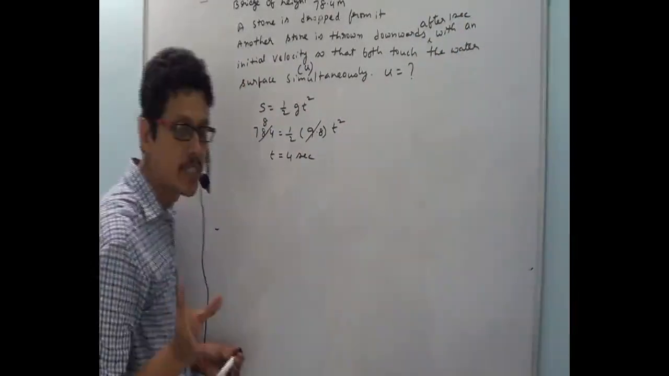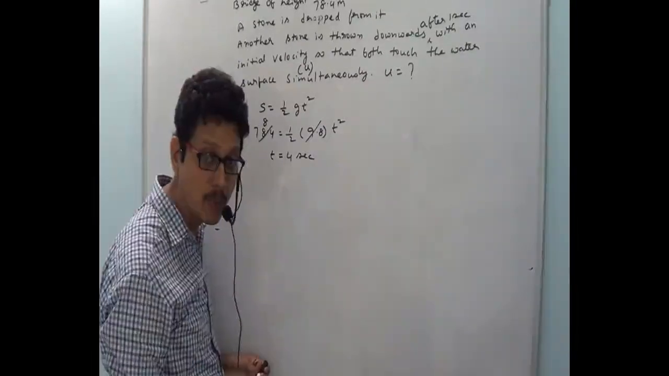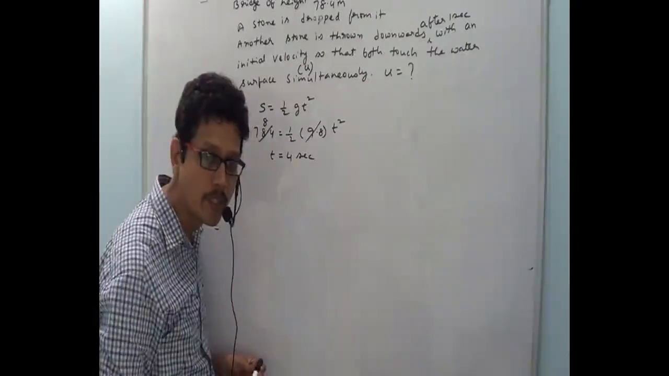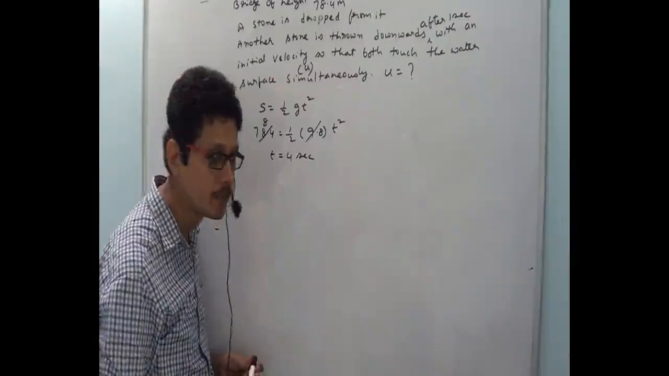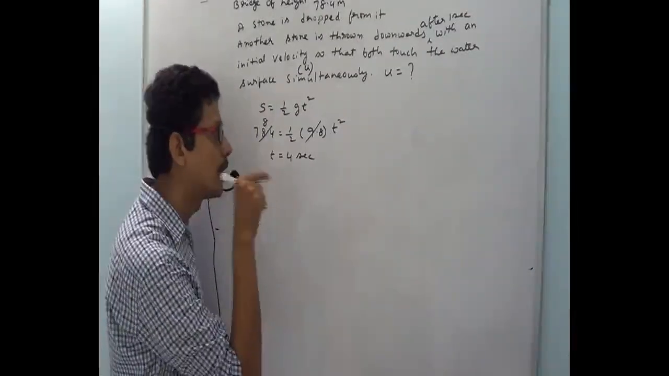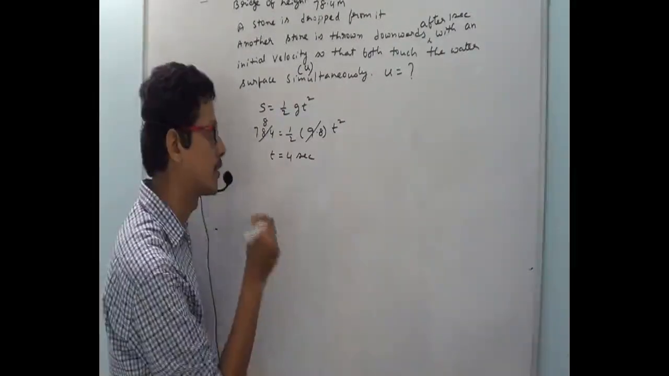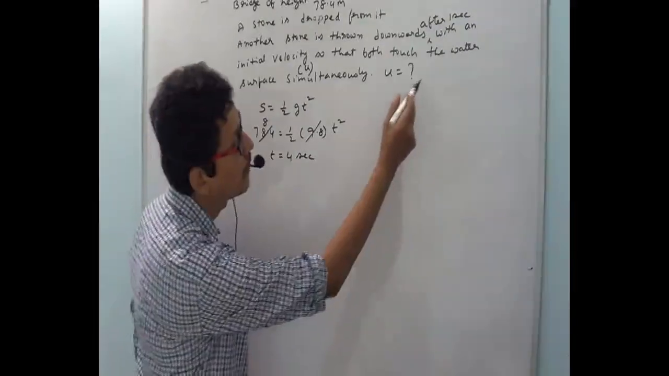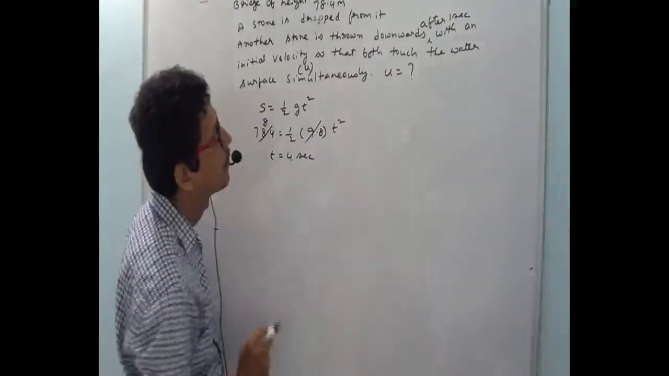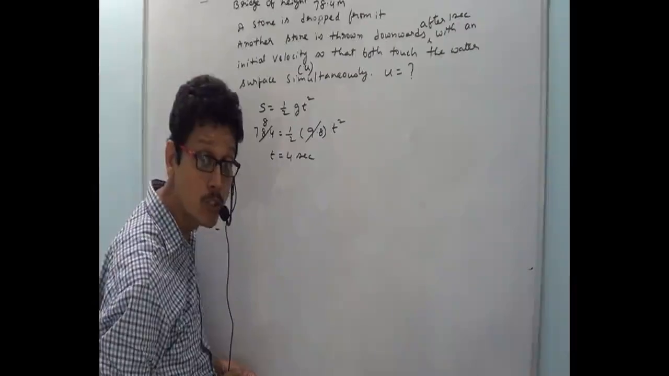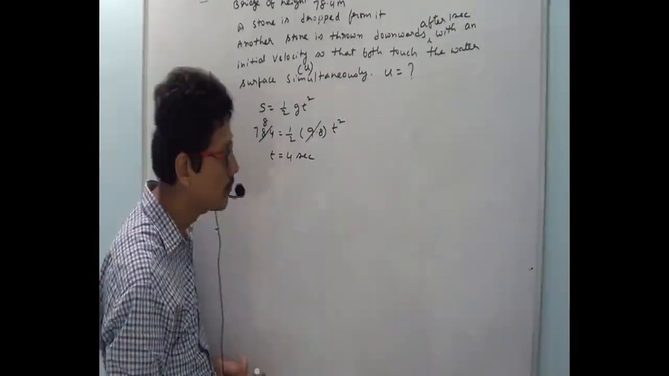That means after 1 second, the second stone is thrown downwards. For both to touch simultaneously, the second stone should fall in 3 seconds. The second stone should travel the same distance in 3 seconds. Okay, I have not given that; after 1 second you have to write: after 1 second, the second stone is thrown downwards.